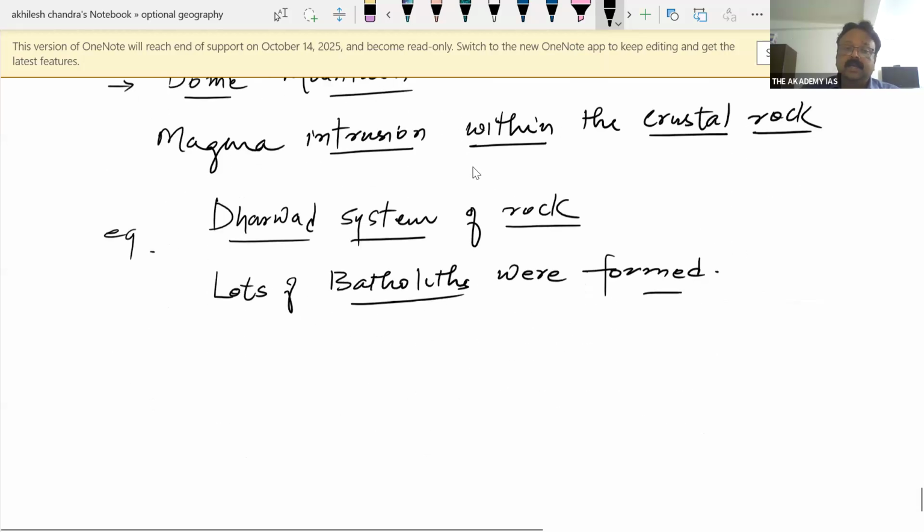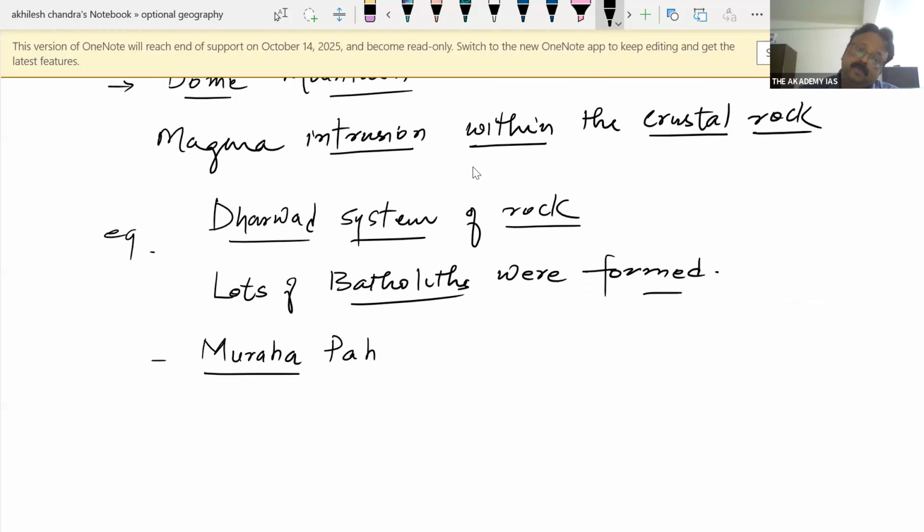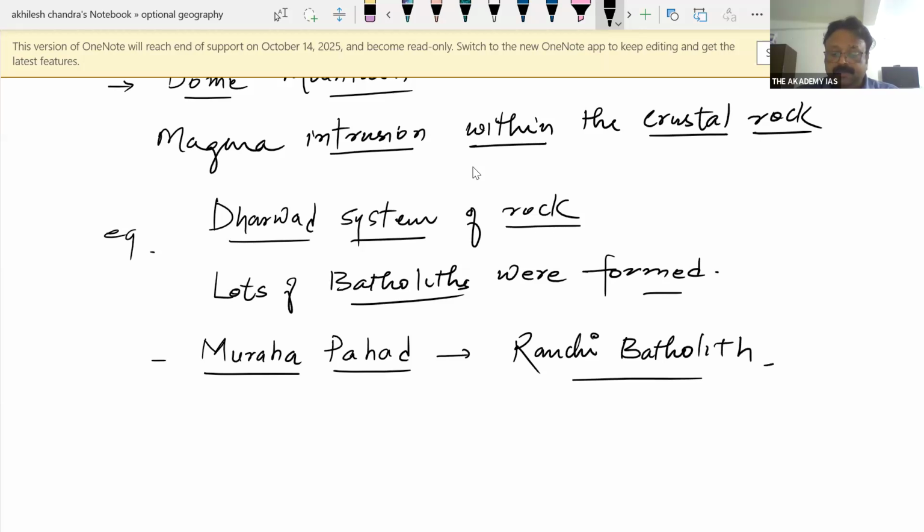अगर आप चले जाएं झारखंड में, तो एक जगह है बच्चे, मुरहा पहाड़, which is famous Ranchi batholith, which is the best example of this irregular, wavy, intrusive magma formation. Okay, so Dharwad system of Precambrian orogeny.